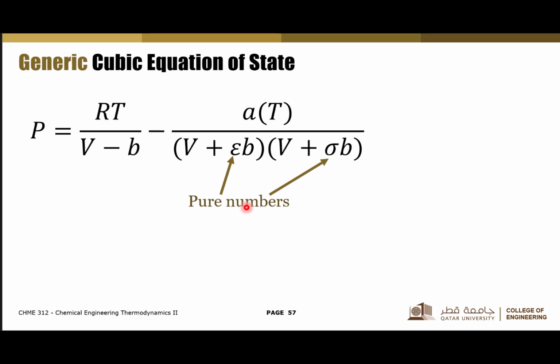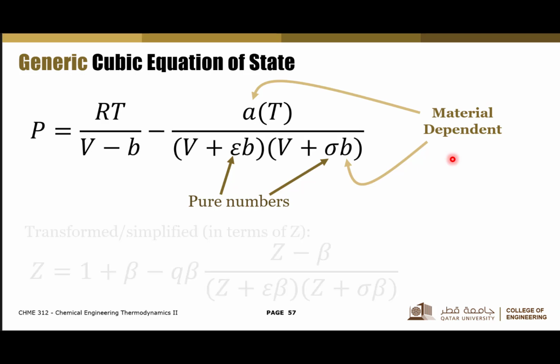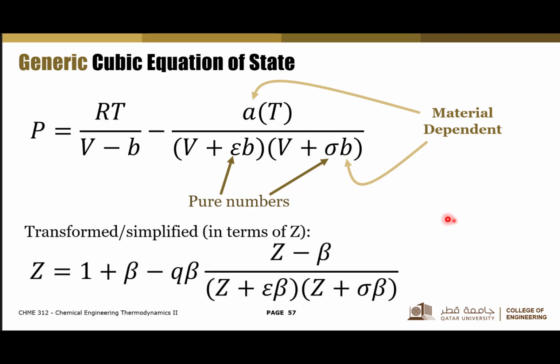They're not based on the material that we're using. They're based on the model that we're using, and we'll see a table of those. Then we have A and B, which are material dependent. So these depend on the material that we're using, and we'll have to use tables for those.